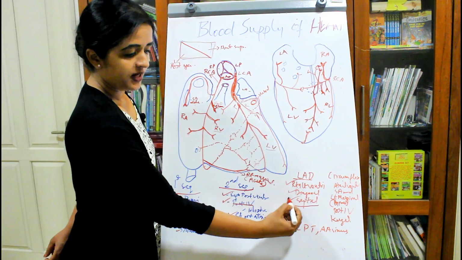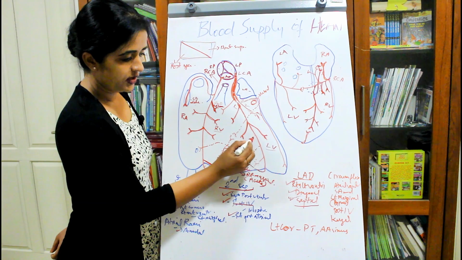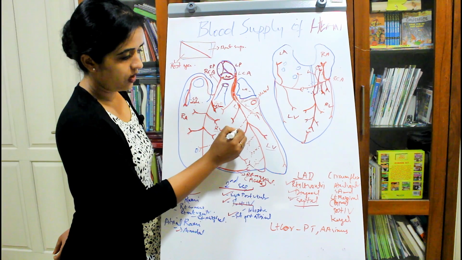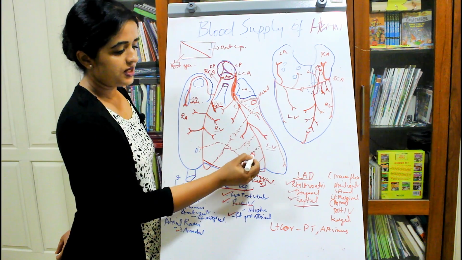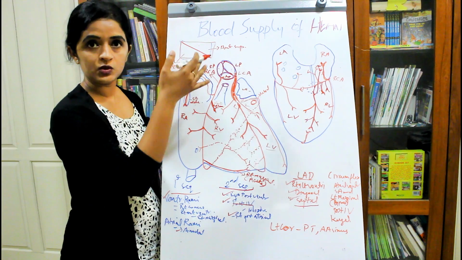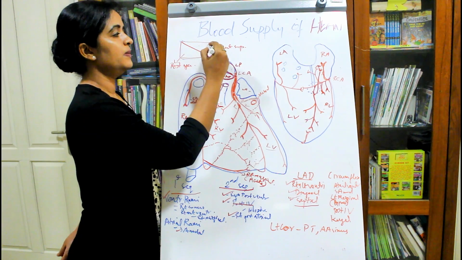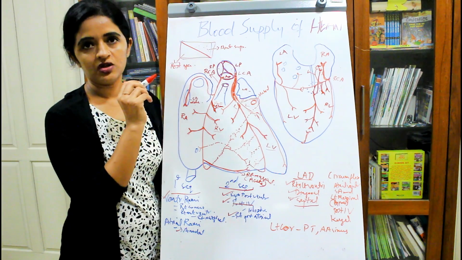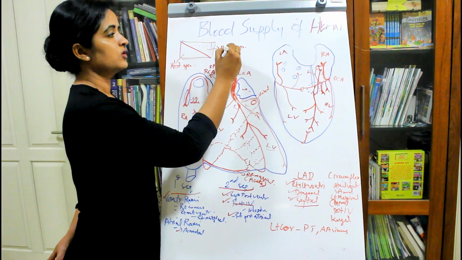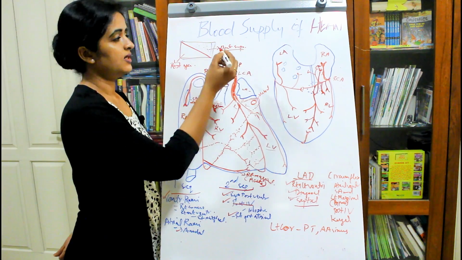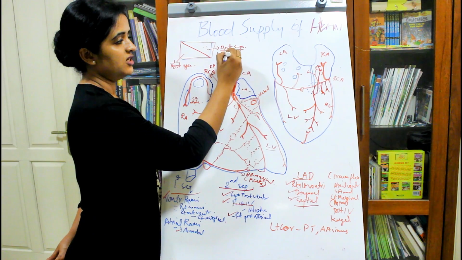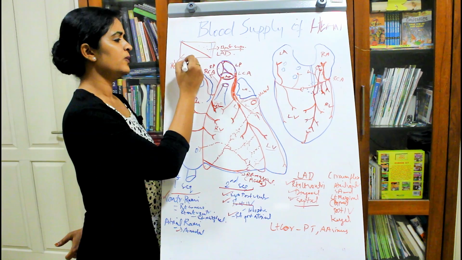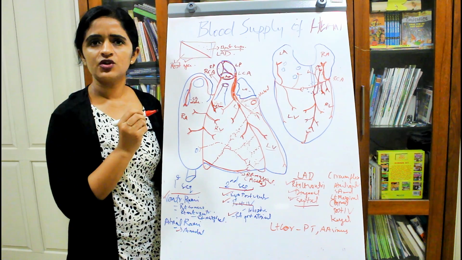The septal rami of the left anterior descending, can you see the dotted branches coming from it? These septal rami pass through the interventricular septum and supply the antero-superior, or ventral two-third, of the interventricular septum. So the antero-superior portion is supplied by the septal rami of the left anterior descending. What about the postero-inferior portion of the interventricular septum?